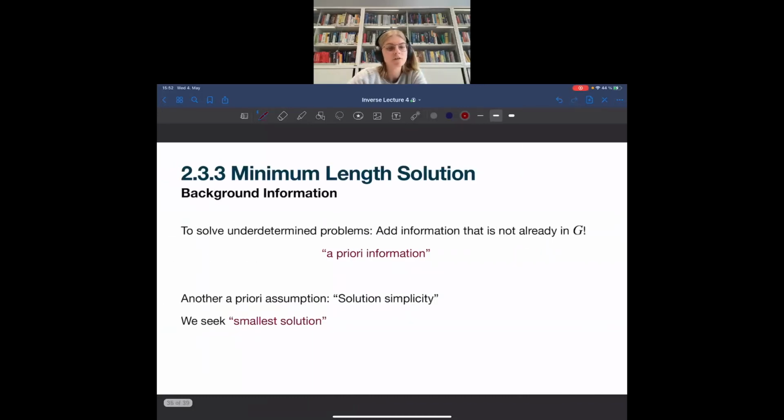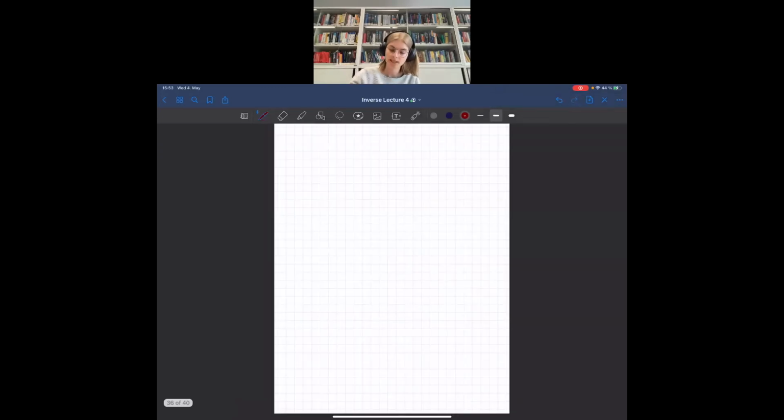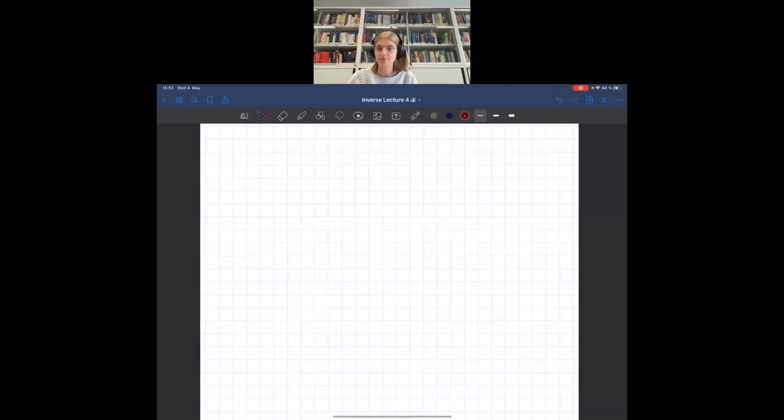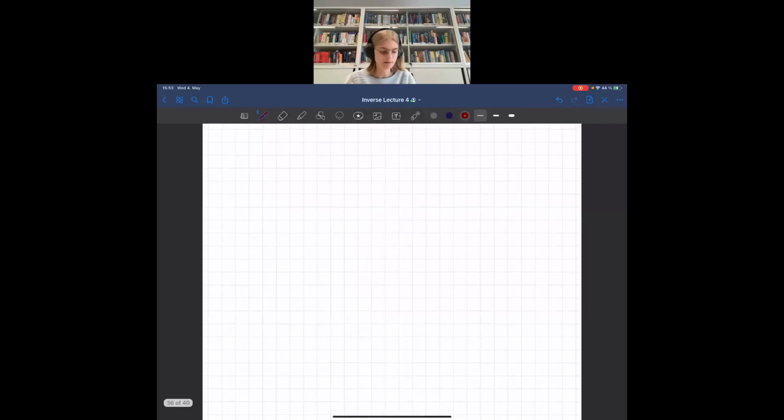A sort of a priori information could be solution simplicity, or what we do here, we seek the smallest solution in terms of the norm. So next, we will use all the information we have from the problem definition. But in addition, we require the smallest solution in terms of the norm. And what we use here is a thing you might already have heard about. It's the so-called Lagrange multipliers.